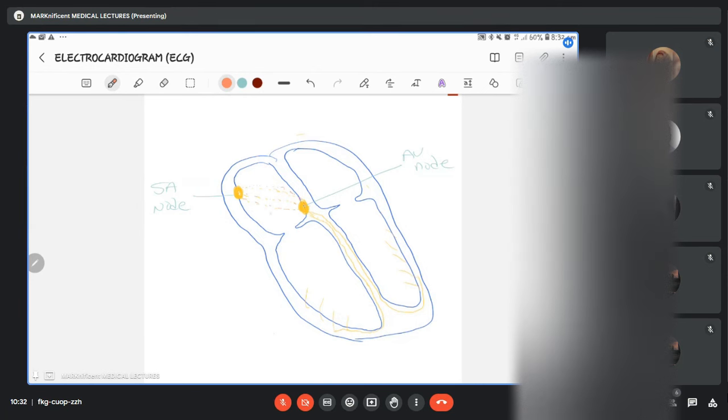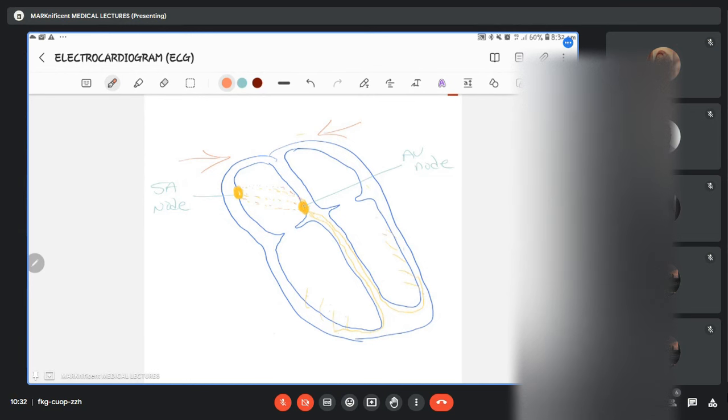Now, this SA node, while it is generating the impulse, is contracting the atrium because it is around the atrium already. So in order to transfer it to the ventricle down, this AV node will receive the impulse, and then transfer it through this bundle of His, and then it will start initiating that contraction of the ventricles, and then through the Purkinje fibers extending, there'll be full contraction. So that's what happens. It's an electric impulse.